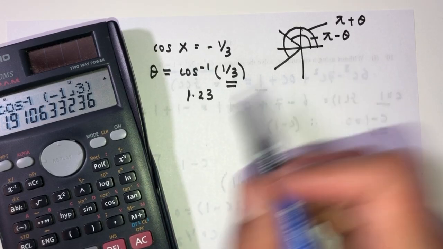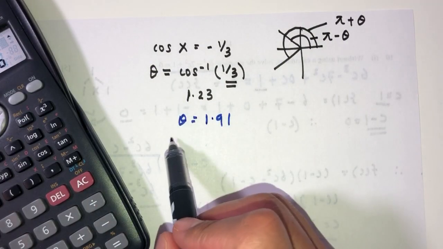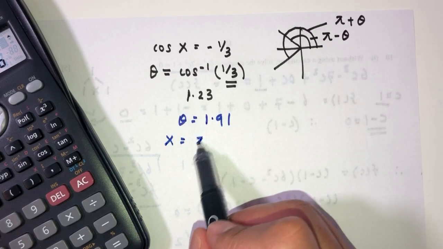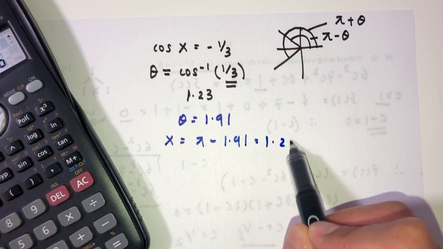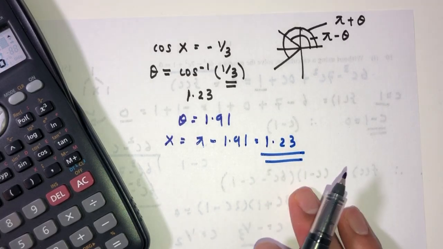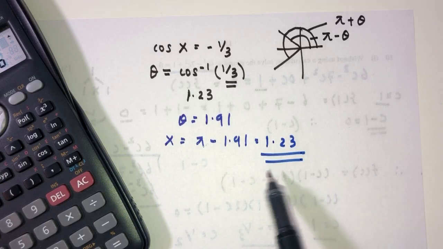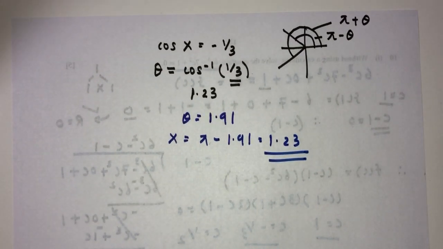So the angle will be what? 1.91. And then theta, so the actual angle we want to find will be, according to this quadrant, pi minus 1.91. That will be 1.23. Okay, that should be your answer for your value, not the other one. So I guess I made a mistake in the first one, but this should be your answer for the angle for part 4 of question number 10.